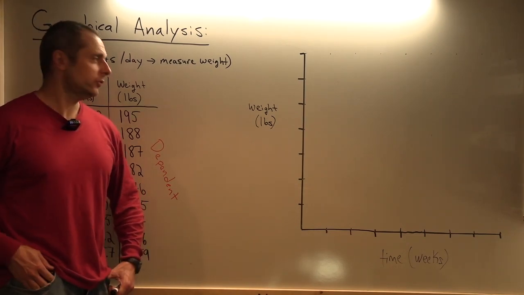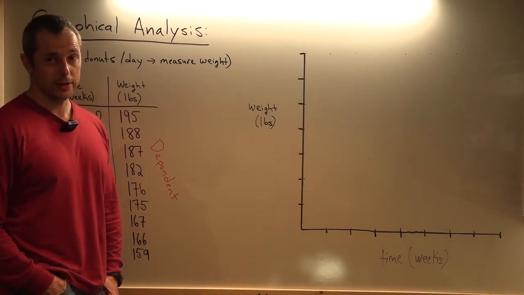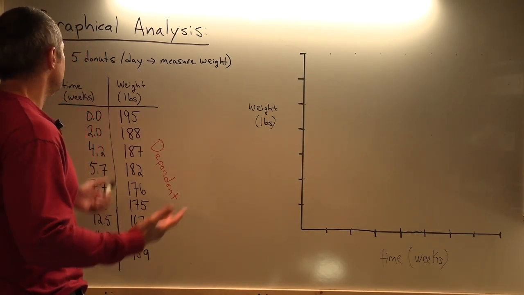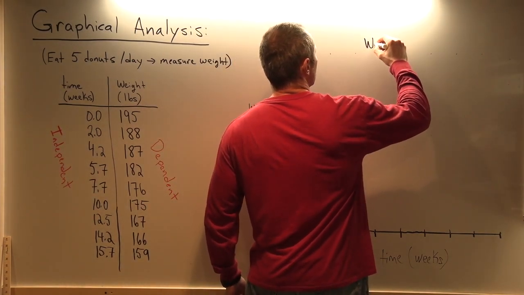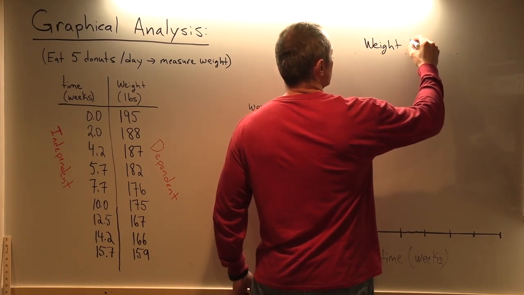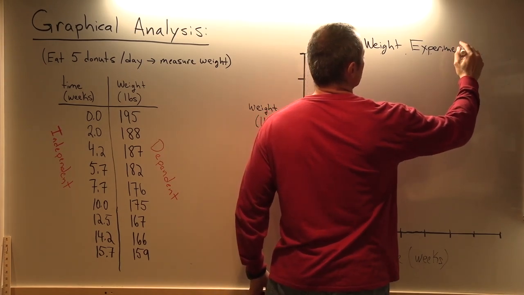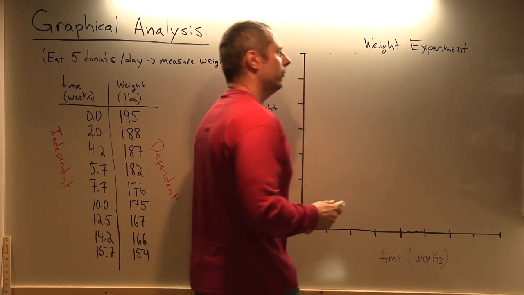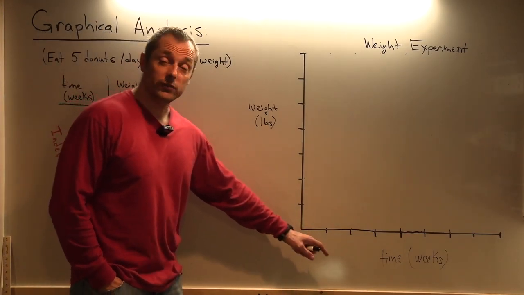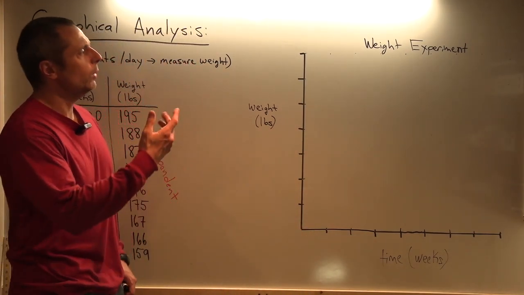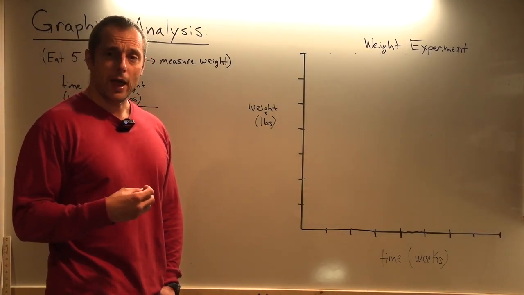And one last thing a lot of students forget is a title on a graph, and you lose points for forgetting a title. So I don't know, weight experiment or something like that, I could say. Or maybe donut experiment if you'd like. Or if you wanted to be really precise in your title, you would say weight versus time experiment, but weight experiment is fine.